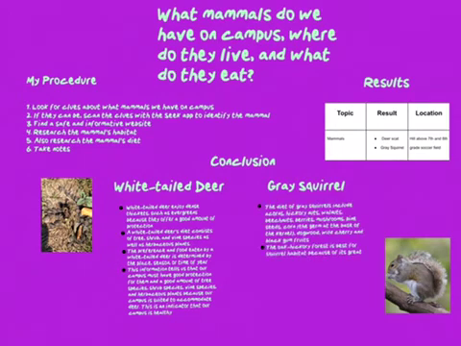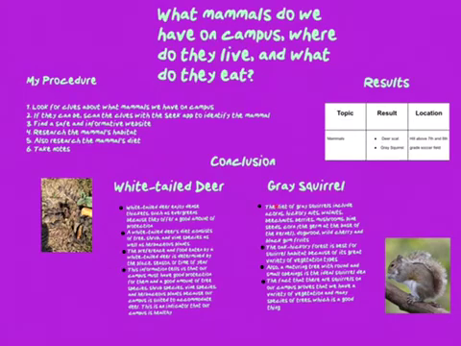Gray squirrel. The diet of gray squirrels includes acorns, hickory nuts, walnuts, beech nuts, berries, mushrooms, pine seeds, corn, the germ at the base of the kernel, dogwood, wild cherry, and black gum fruits.